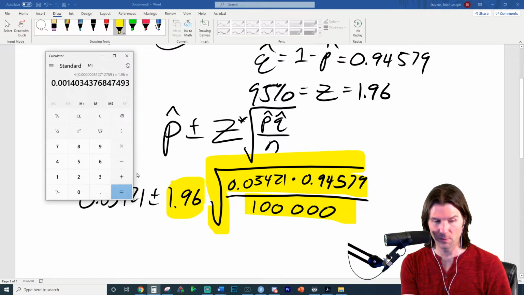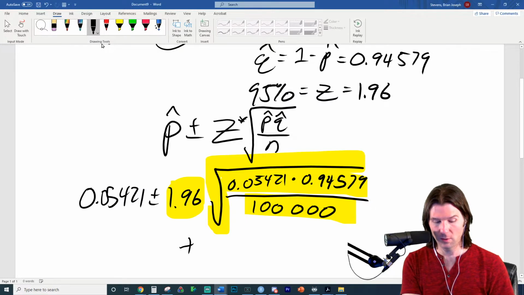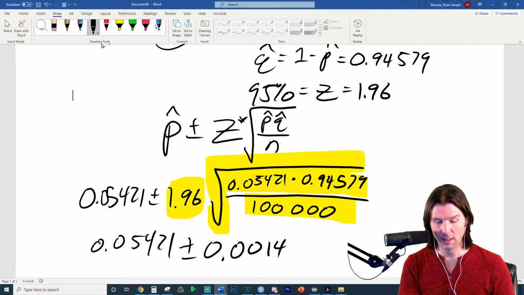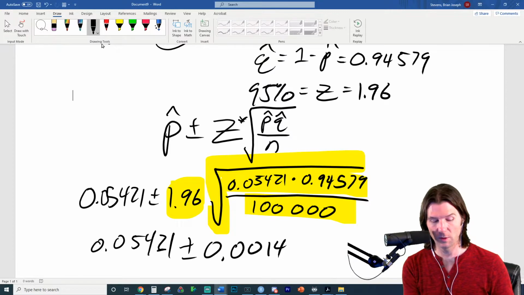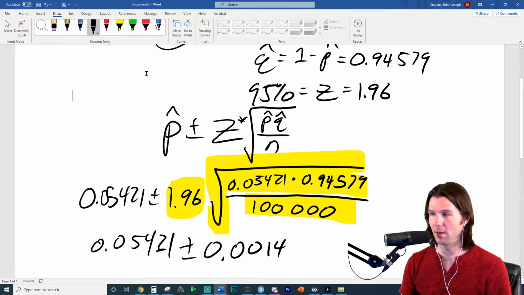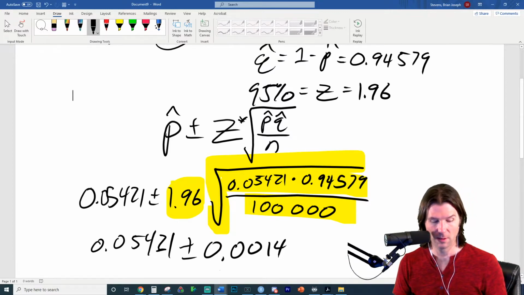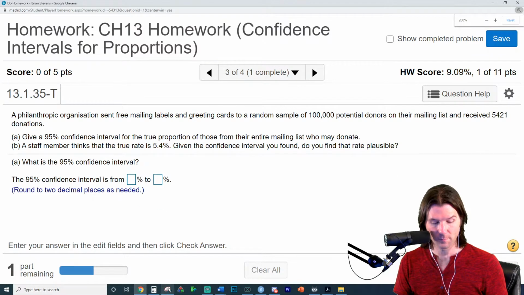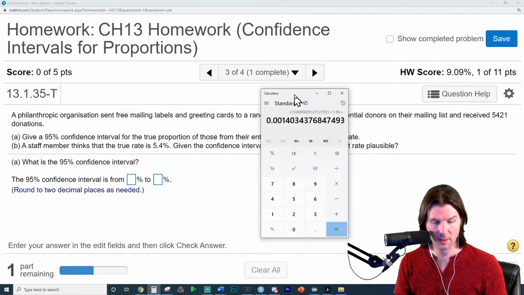0.0014, and that should be enough decimals. So plus or minus 0.0014, and this is 0.05421, and that should be the answer. We should have the answer right now. Let's do it. So we have 5421 and 1.4%. I think it only rounds to one decimal. So here's our margin of error.